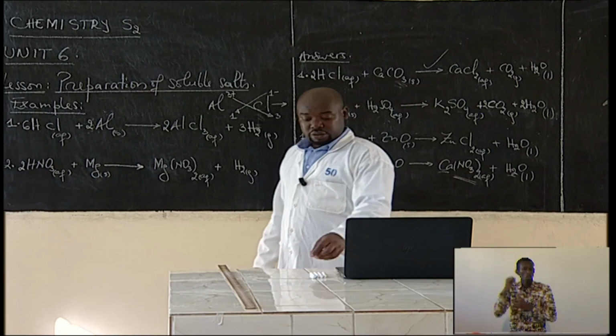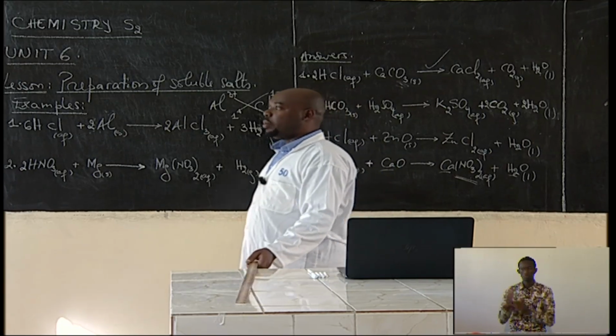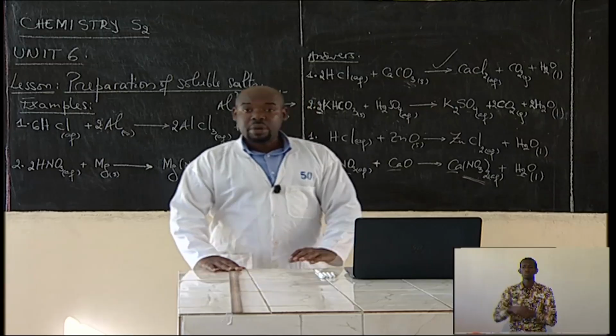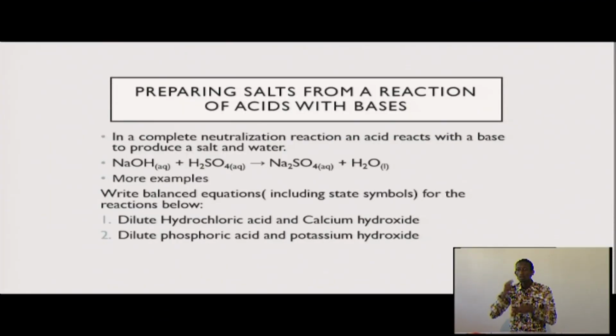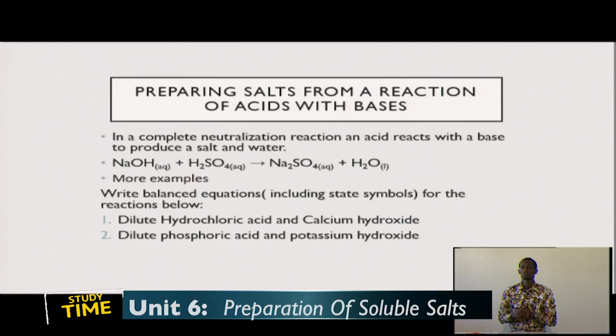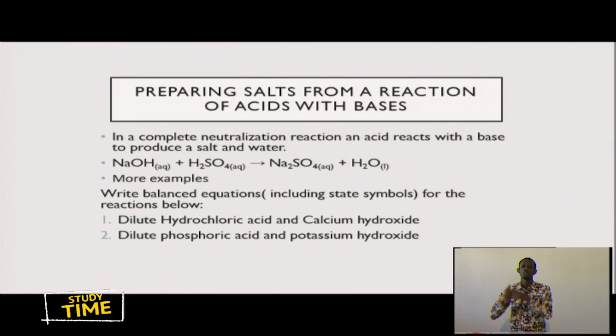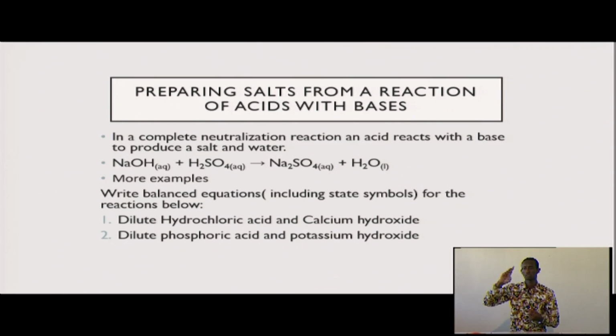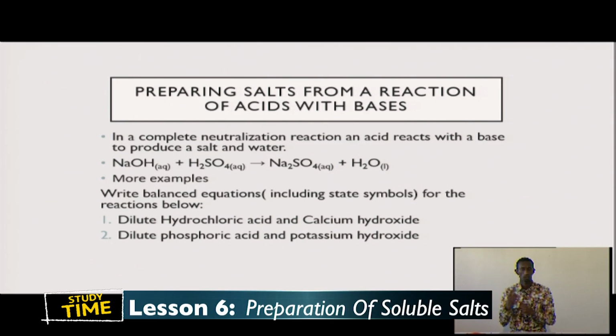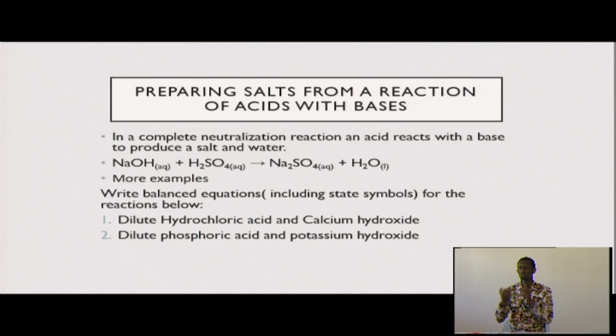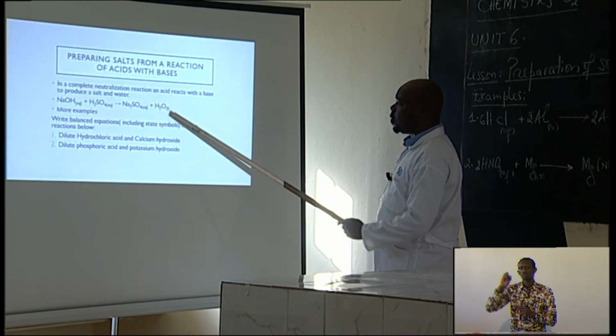And the last method we have is preparation from an acid and a base. Do you remember the name of a reaction in which an acid reacts with a base? We call it a neutralization reaction. It's one of the 2 types of double replacement or double displacement reaction. One is precipitation, the other one is neutralization. So when an acid reacts with a base, we always produce a salt and water. The example we have sodium hydroxide plus sulfuric acid producing sodium sulfate and water.